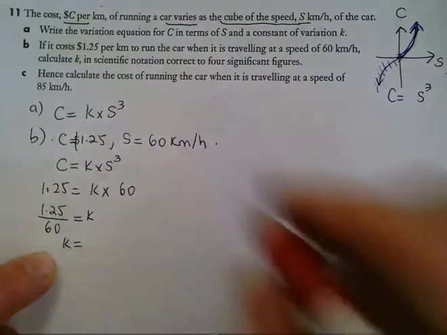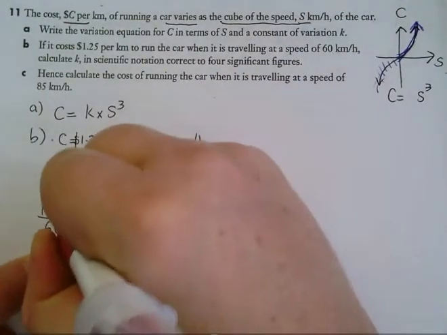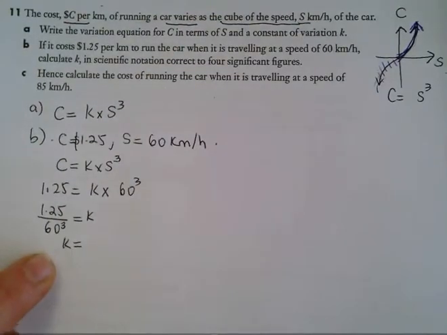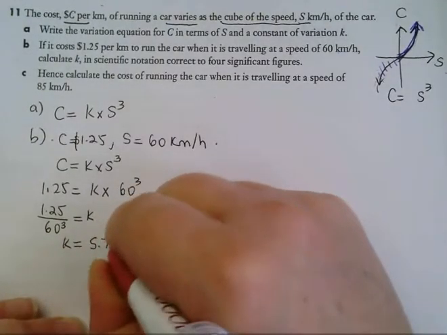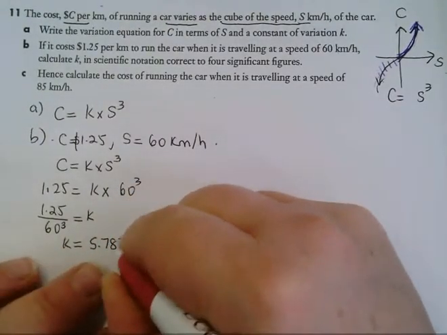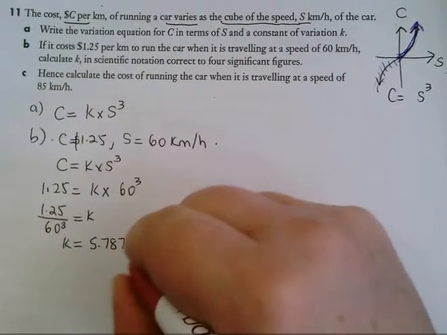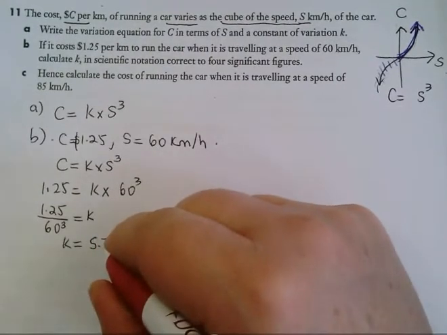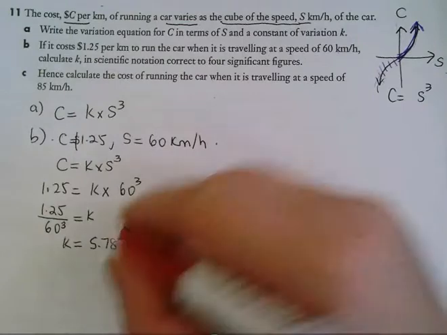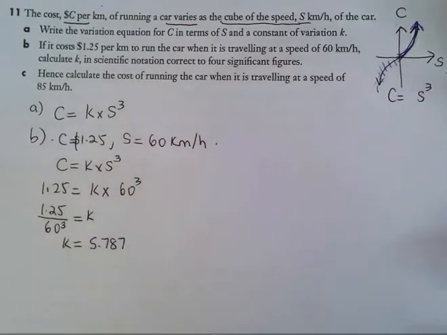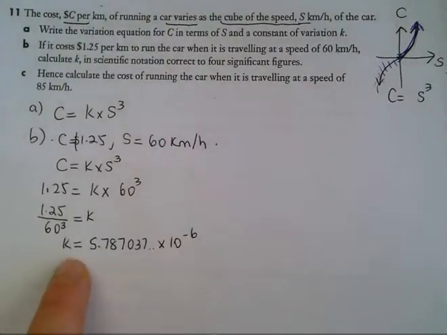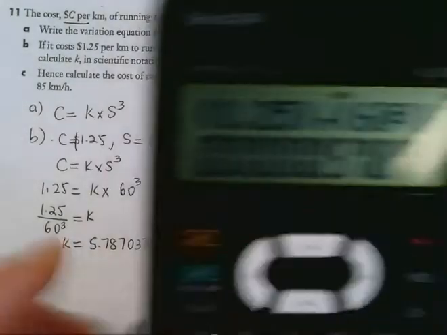Miss, isn't it cubed? Thank you. What do you get? That's 60 cubed. It's 5.787 times 10 to the negative... Can I have it all? 5.786 something or 7 something? It's 787. It's like 0.000005787. Some calculators give you the answer in scientific notation straight away.